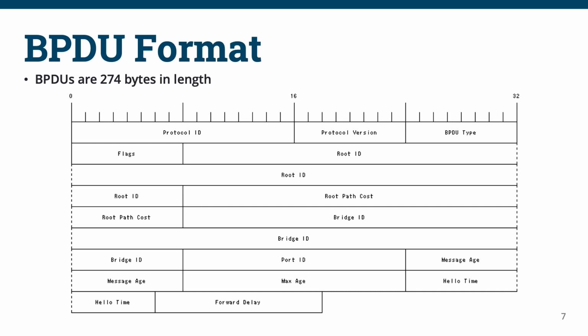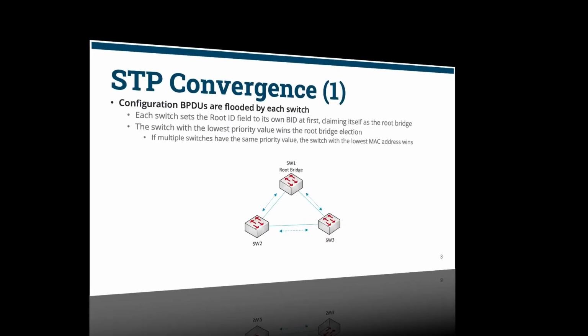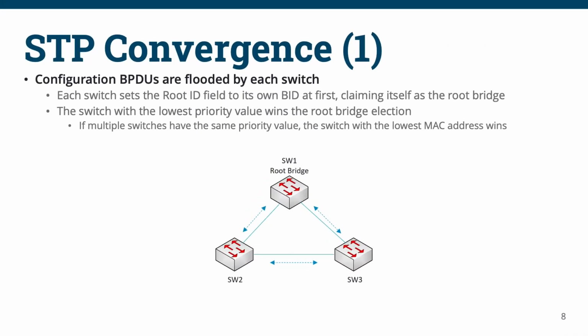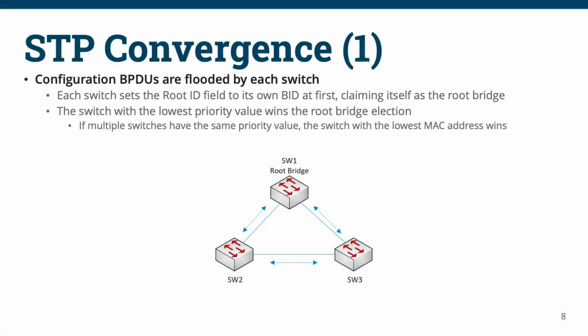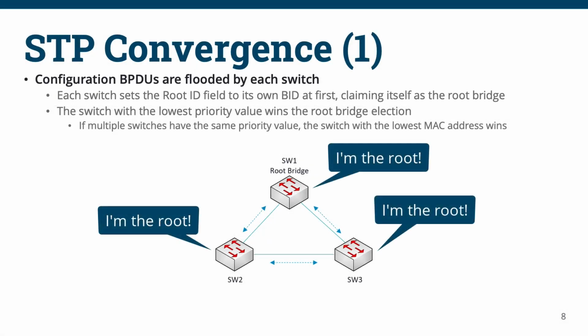So, now that we've seen what the contents of these BPDUs are, let's review the process switches follow during initial convergence and reconvergence during topology changes. When a switch first powers on and is initiating STP, it will begin transmitting BPDUs. It will populate the root ID field with its own bridge ID, effectively declaring itself as the root bridge.